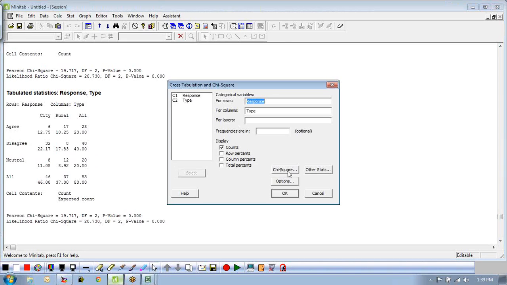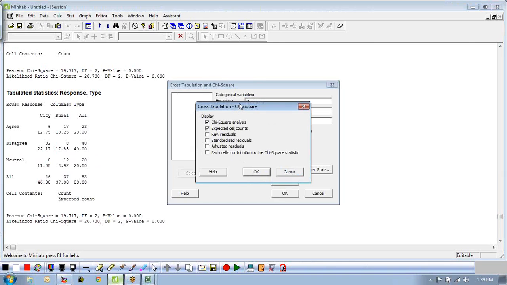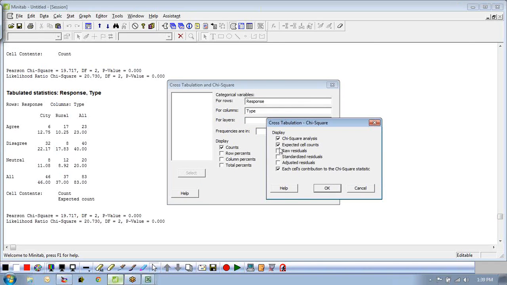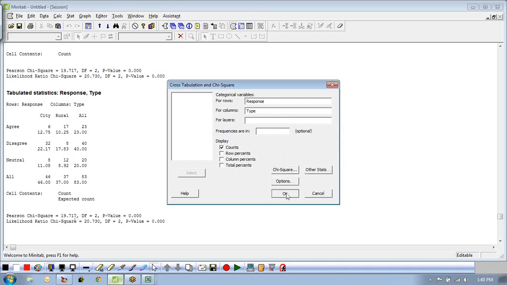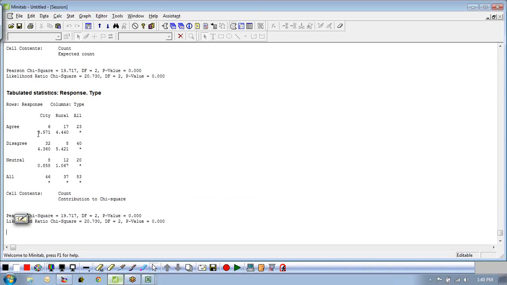Now, the way that this is really actually working is, I'm going to take out the expected cell counts and add each cell's contribution to the chi-squared statistic. So this thing right here where it says 19.717, whatever that means, we're going to see which cells are the biggest in terms of contributors, and it tells us, again, where most of the smoke is coming from. And there you can see that the big ones are in the agree, city and rural, the disagree, city and rural, but the neutral are much smaller.